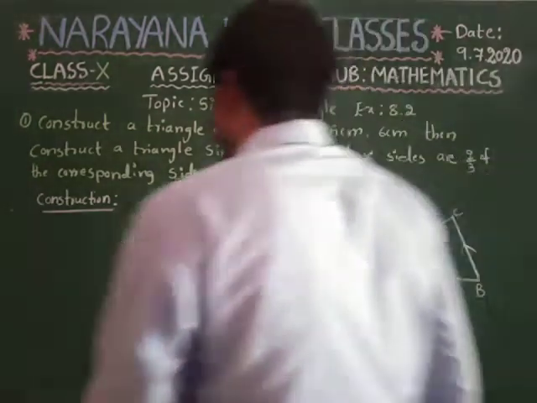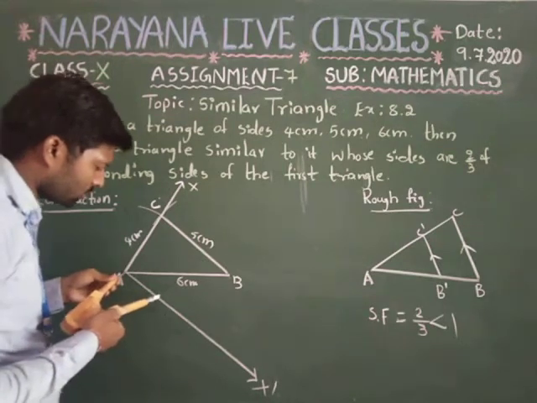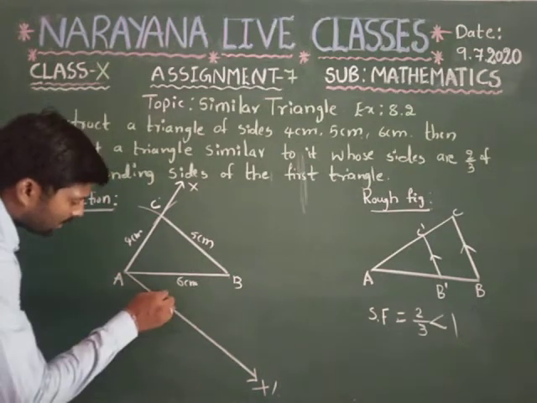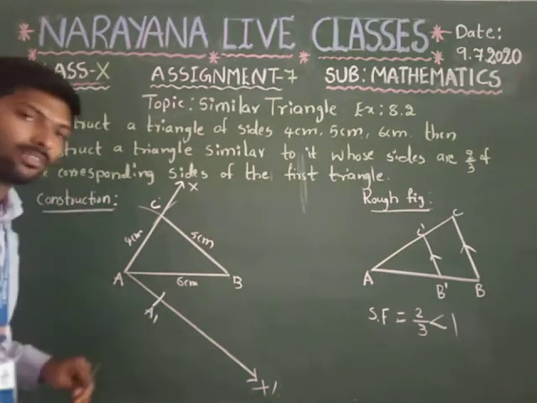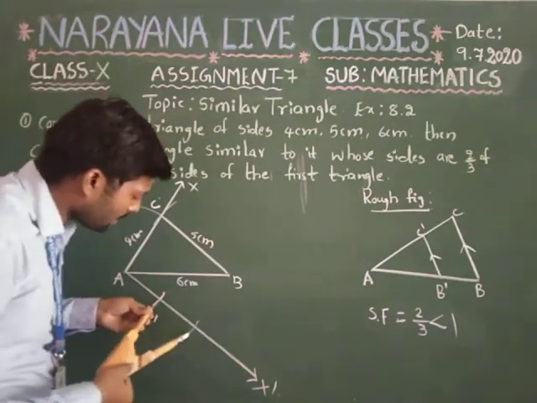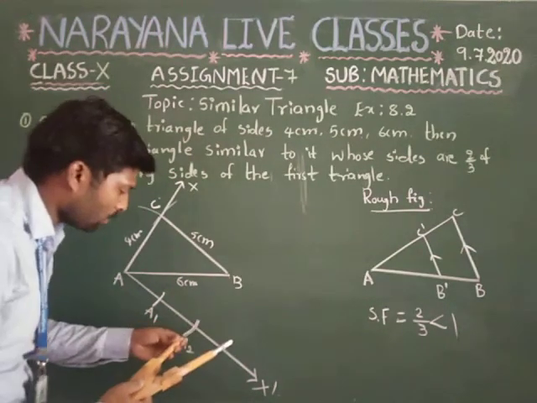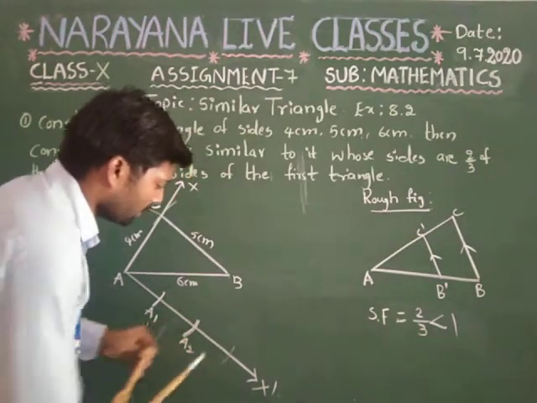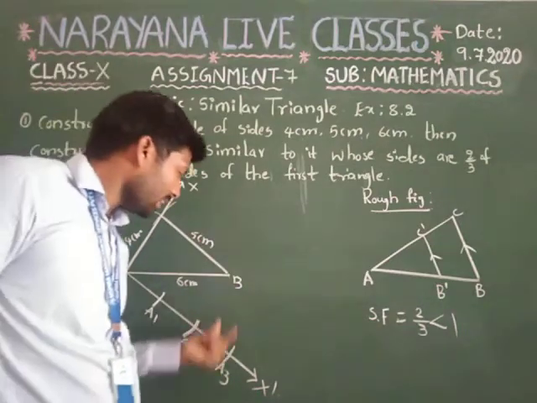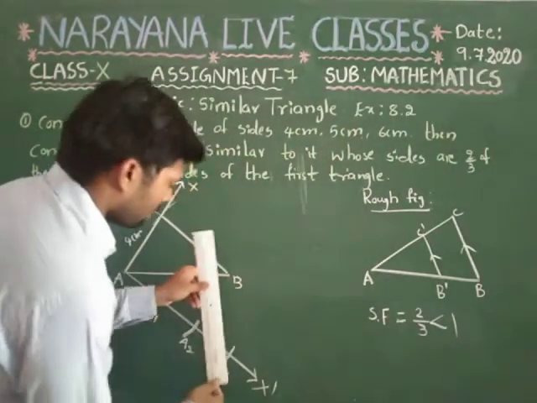With the help of the compass, take point A as the center with any length as the radius and draw an arc; this is the first point, A1. Again, without changing the radius, take A1 as the center and draw one more arc, A2. With the same radius, draw one more arc, A3. Now join the point A3 and B.